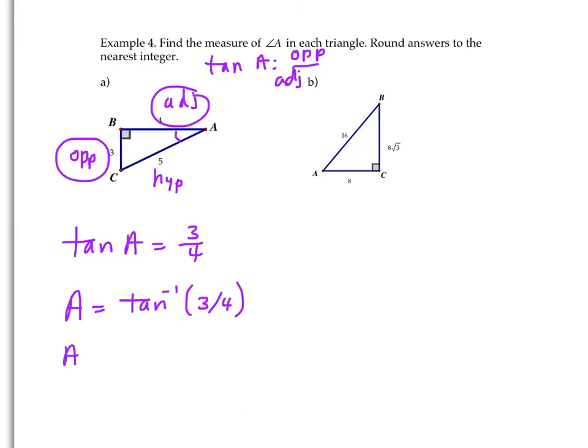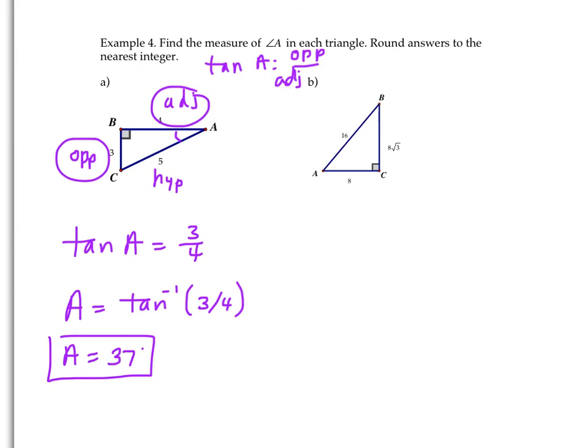So to access that on your calculator, you press the second key and then the tangent key, because above the tangent key it'll say tangent to the negative 1. Then type in 3 divided by 4 and hit enter. When you do that, you'll see your number. We want to round it to the nearest whole degree, so it should round to 37 degrees.